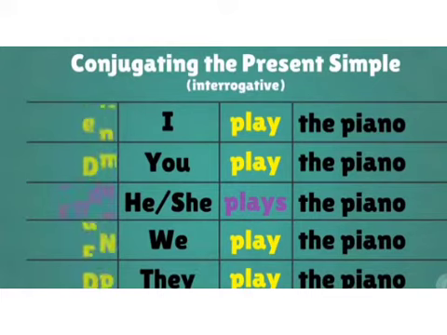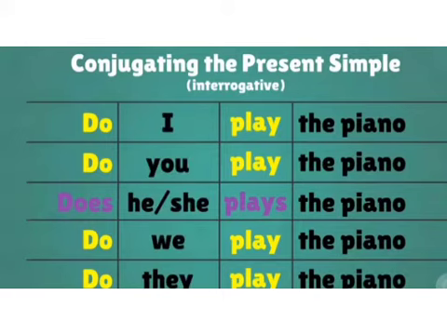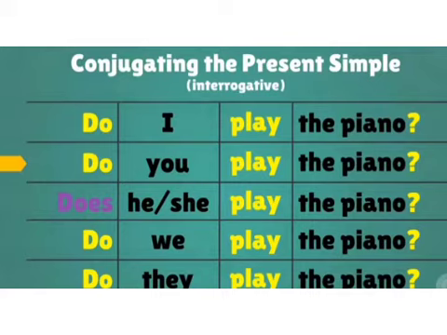For interrogative sentences, here we have a simple tabular column. Do I play the piano? Do you play the piano? Does he play the piano? Does she play the piano? Do we play the piano? And do they play the piano? Children, I guess you understood this concept well.